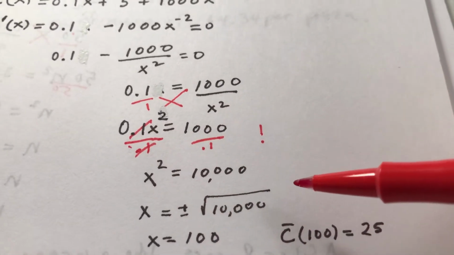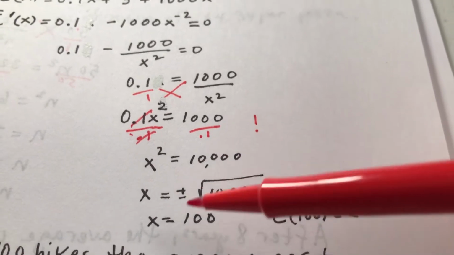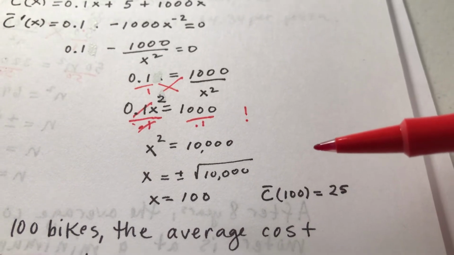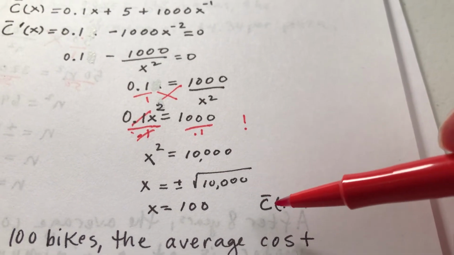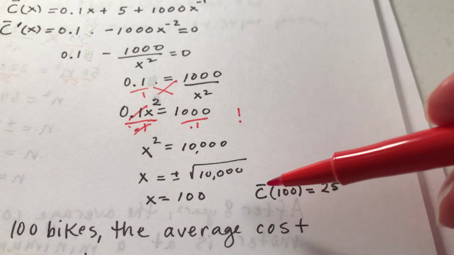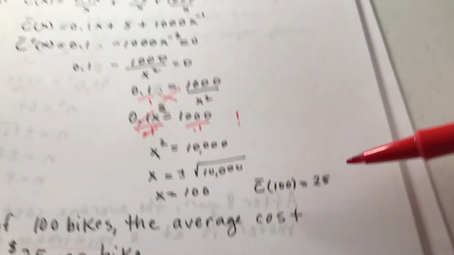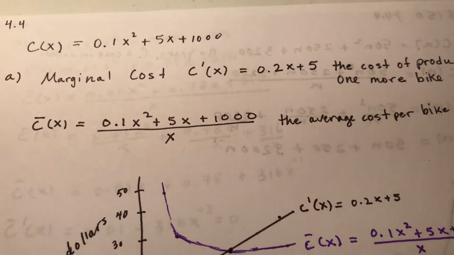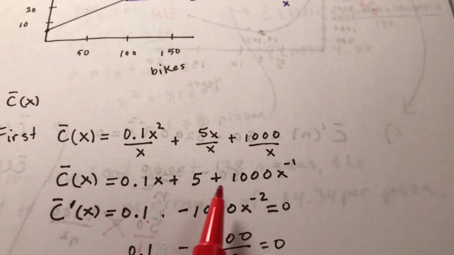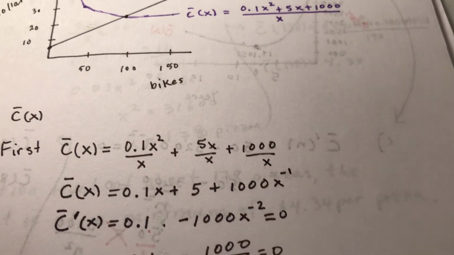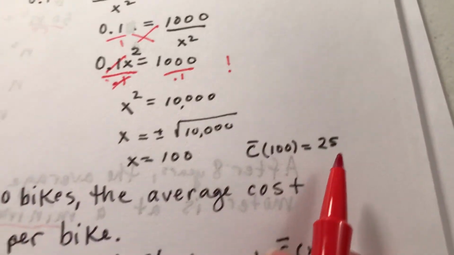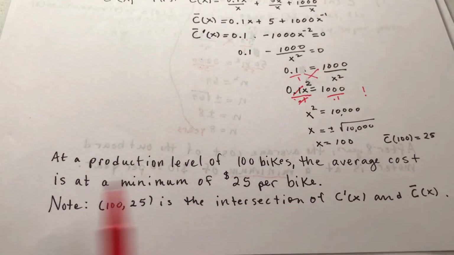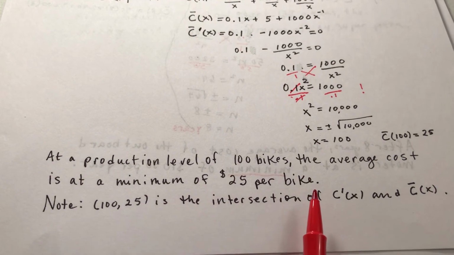And x squared equals 10,000. When you do that division, you get plus or minus, and we talked about looking at x as a positive number. And then, what am I looking for? Minimum average cost. So put that back into your average cost function, and you get 25. So you can go way back here, put it in here, or you can put it into the simplified one, whichever you feel most comfortable. But you should get 25. And I'm going to conclude at a production level of 100 bikes, the average cost is at a minimum of $25 per bike.